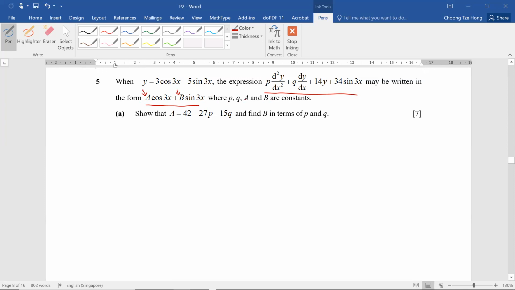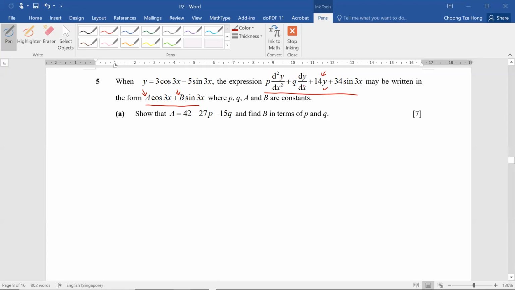In order to find a and b, I need to transform this equation to this form. There are some things which I don't know. I know y already, so I can substitute the y with 3 cosine 3x minus 5 sine 3x. But I don't know dy dx and d2y dx squared.